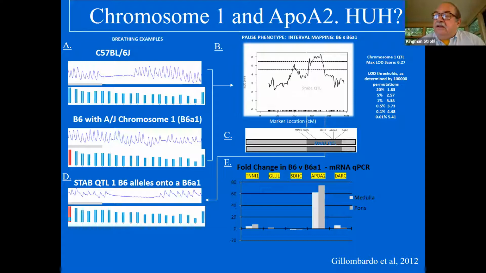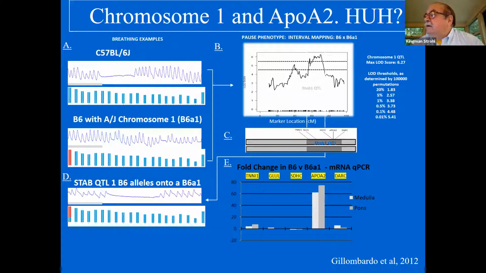A shows the breathing examples in the B6, which has a pause, and the B6 with an AJ chromosome, AJ1, and it's breathing pretty regularly. And then B is this pause phenotype mapped against chromosome 1 markers. You look at this, two dotted lines are areas of significance. And you say, oh, there's a region in there that looks pretty good. And we could get these markers in there, C. You can see that there's a bunch of markers in there. People would do all these markers and get all excited. They say, oh, this is this, that, and the other. And in this particular instance, we called it the stability region. That is, this region determines stability or instability in this intergenerational cross.